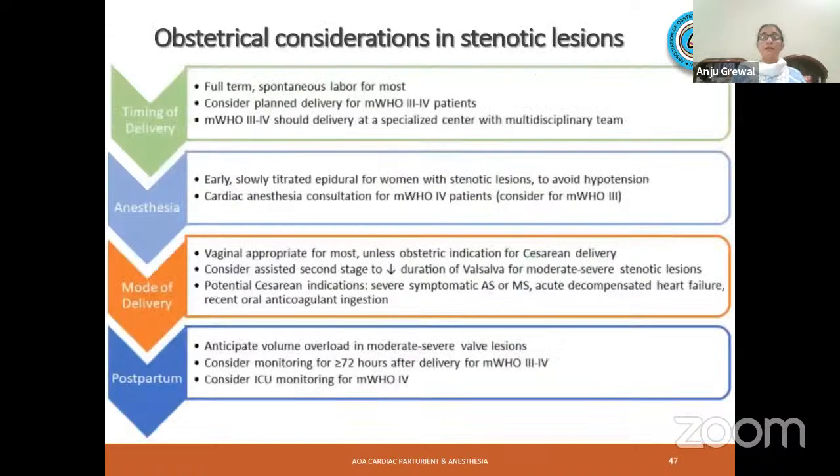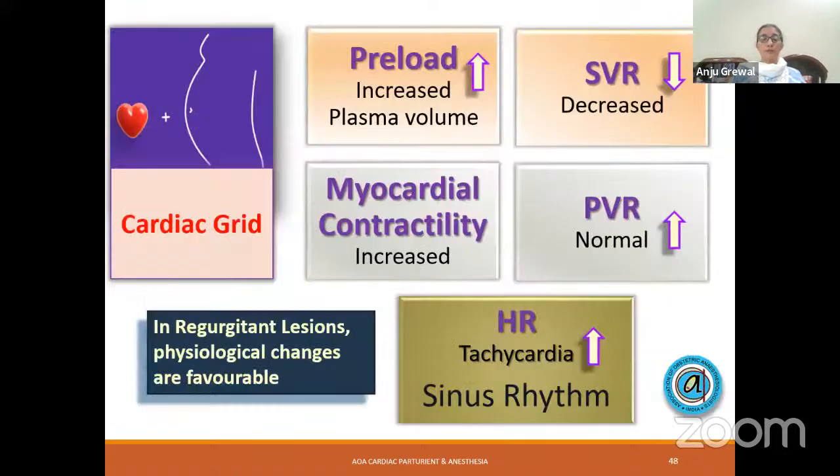while anesthetizing this patient. This is a kind of a flow chart that is, of course, useful more for our obstetric colleagues, where in stenotic lesions we primarily focus on doing assisted vaginal delivery. However, in severe cases, we may resort to cesarean delivery, where, of course, you need to balance, keeping in mind your hemodynamic goals of avoiding tachycardia, avoiding more preload, and avoiding causing a drastic reduction in the afterload. That's very, very important in these patients.